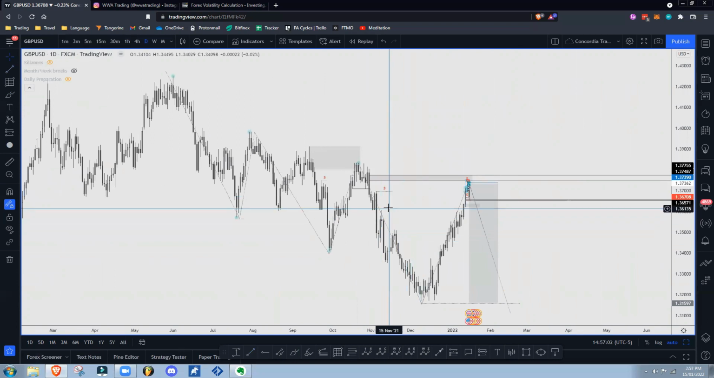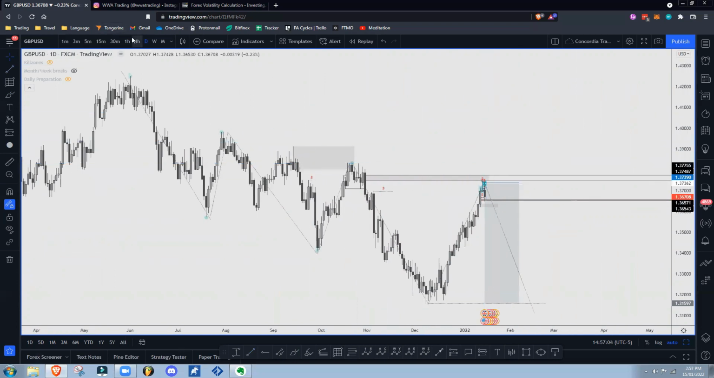GU is looking super, super nice right now. It's honestly making me tempted to trade it because I just trade EU.